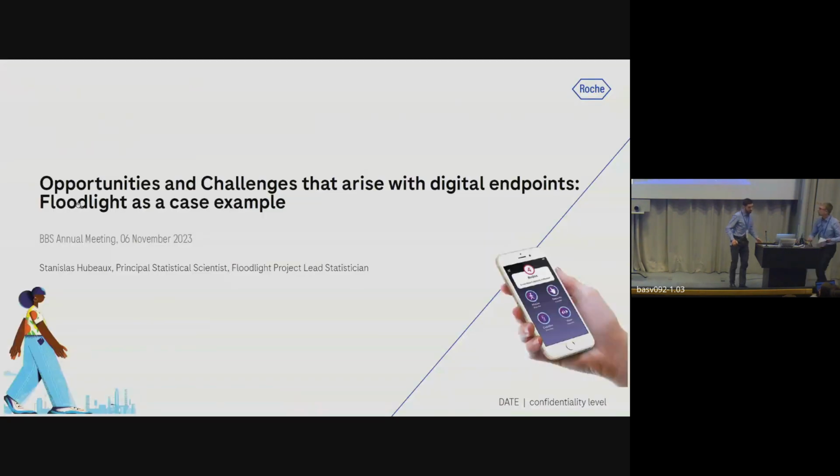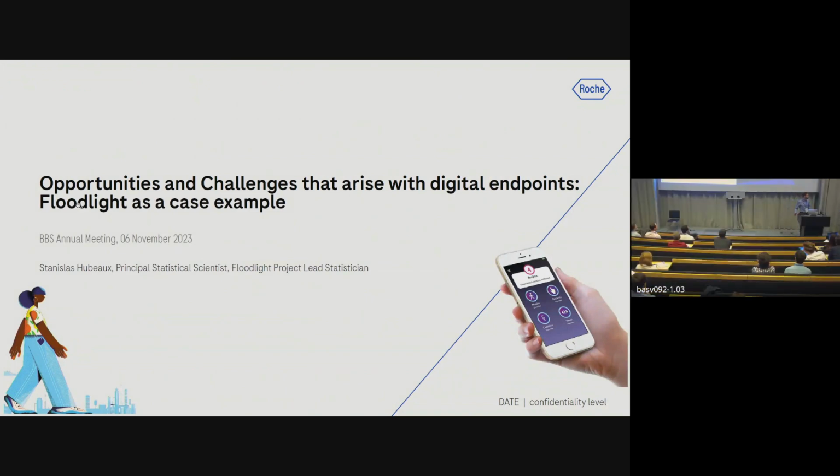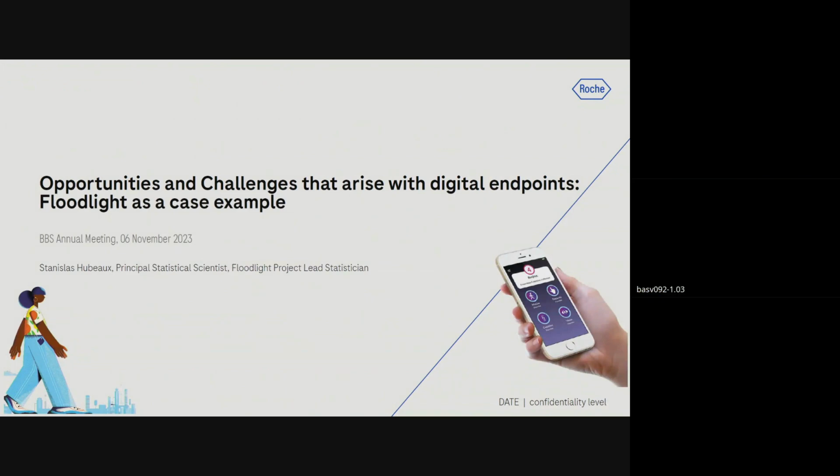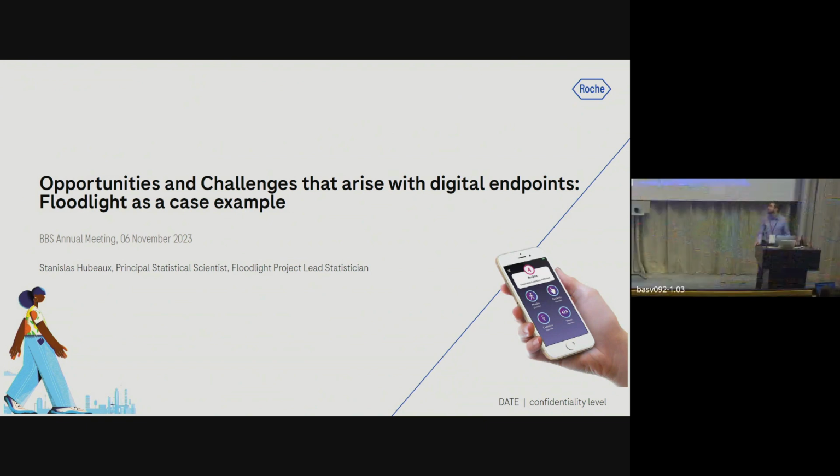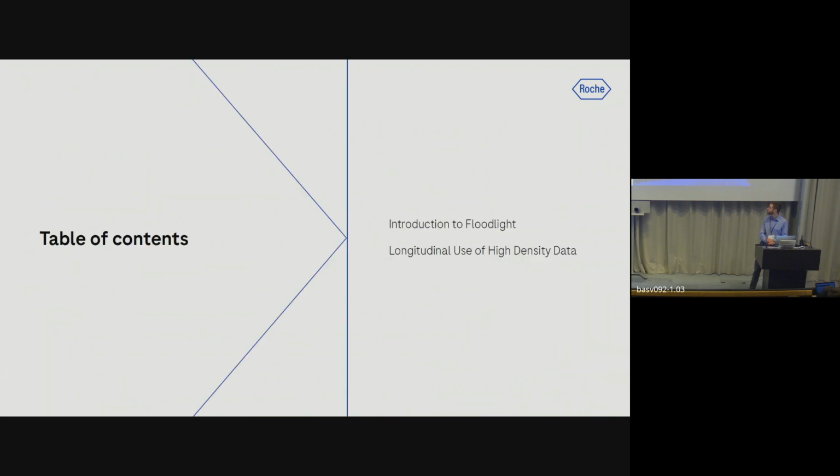Thank you. Superb. So thank you very much, Mark, for the introduction, and thank you for the invitation about this topic, which will be about opportunities and challenges when developing a digital endpoint, and I'm going to use Floodlight as a case example. So as Mark said, I'm Stanislas Hubo. I'm a principal statistical scientist at Roche, and I have been the project lead statistician for Floodlight for the last 6 years, so quite a significant part of my life.